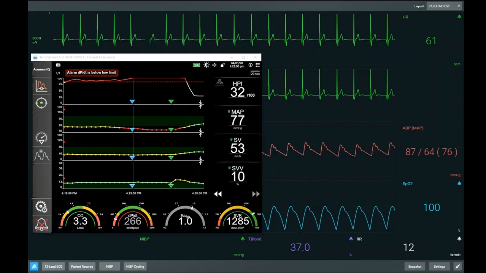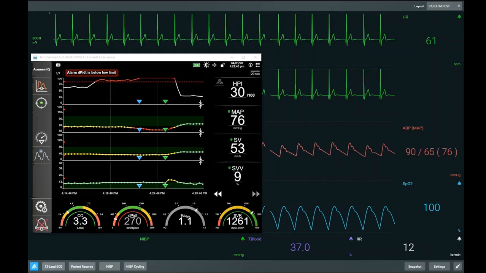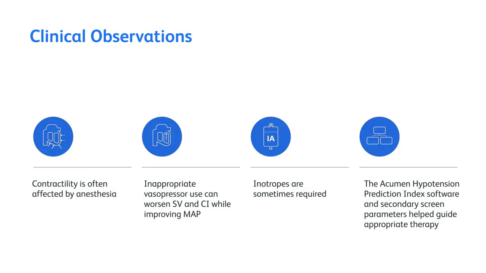So I hope you've seen the value of HPI, and in this particular scenario, the value of the additional parameter dP/dt. So really, just to round up, contractility is often affected by anesthesia, and therefore measuring dP/dt is an important parameter.